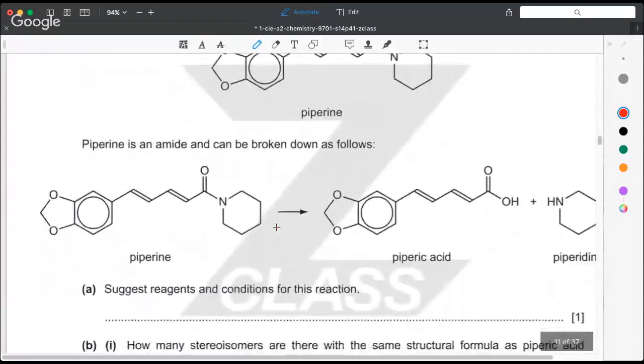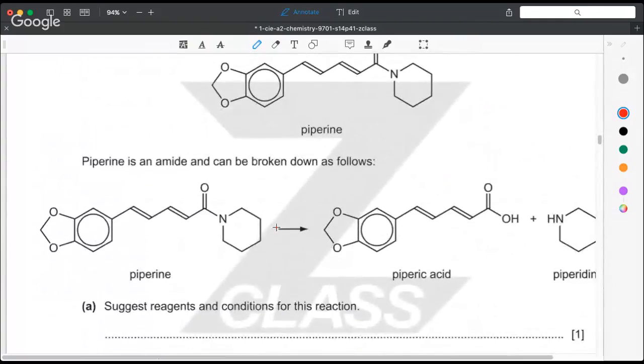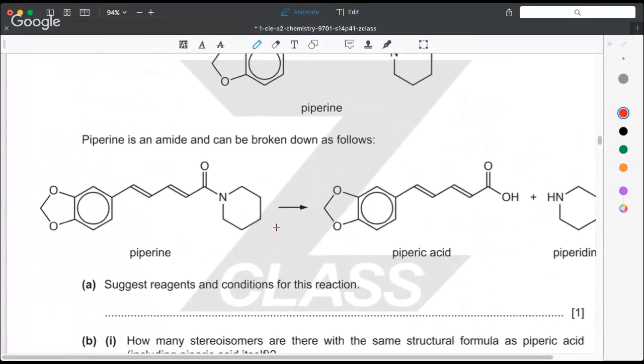Okay, some organic molecules that you haven't seen before, probably. And you've got a reaction here where you are breaking a bond. Okay, so that's an amide bond, isn't it? And it's being broken. And the type of reaction that breaks that bond is hydrolysis.